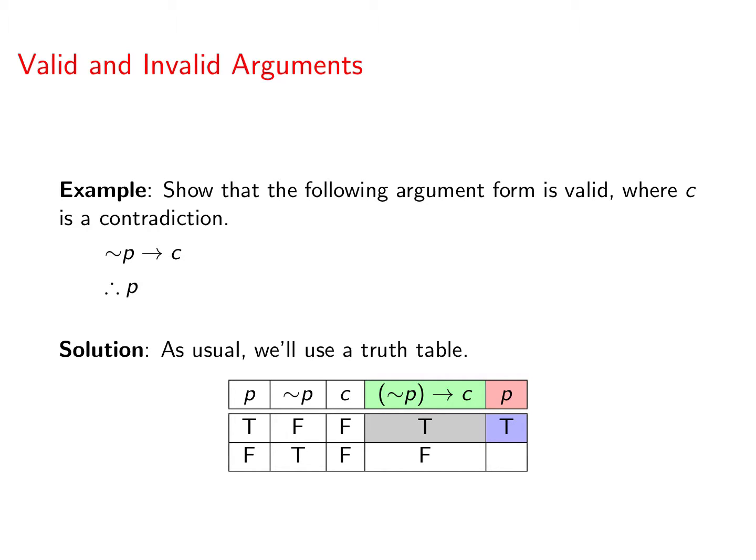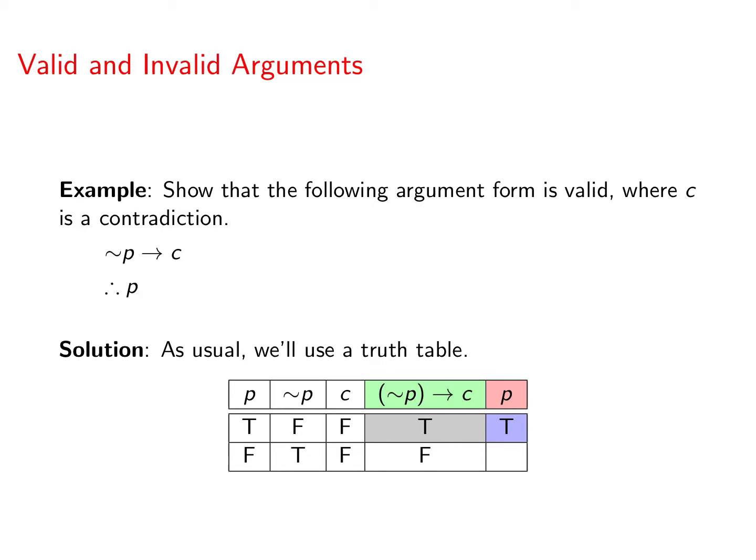And then we have to find the critical rows. The critical rows are the ones in which all of the premises are true. There's only one premise, and so there's only one row in which all of the premises are true, and that's this one. And the conclusion in that row is true. Therefore, we can say that this argument form is valid.